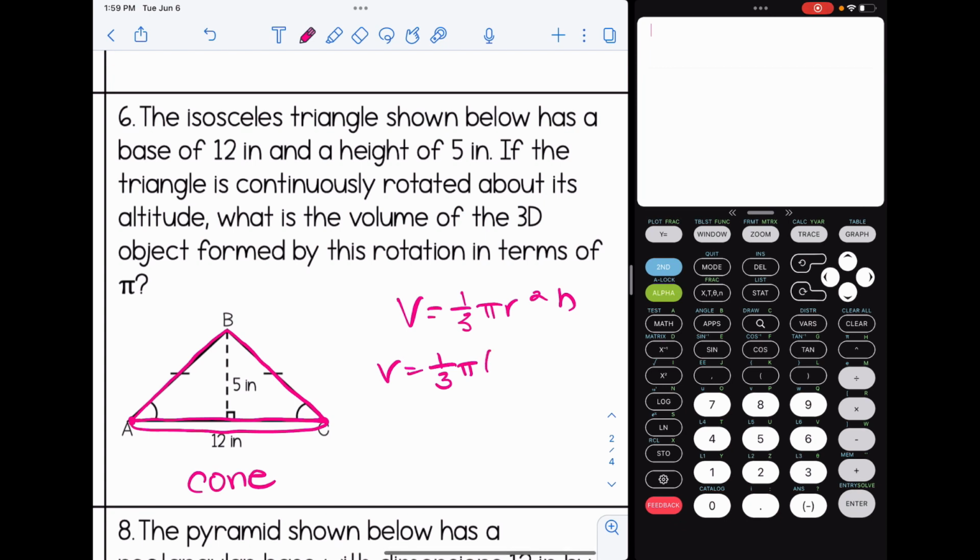1/3 pi, the radius is 6. Notice how the diameter of that cone is 12, so the radius is 6. The height is 5. We're looking for this in terms of pi, so I'm not putting pi in my calculator. I'm putting everything else. And I get that the volume is 60 pi cubic inches.